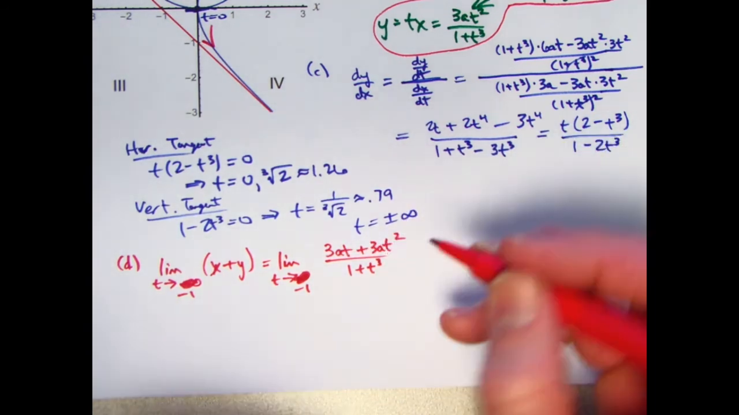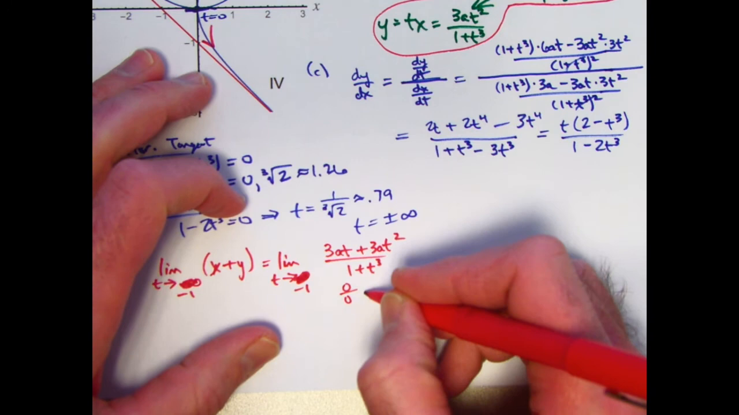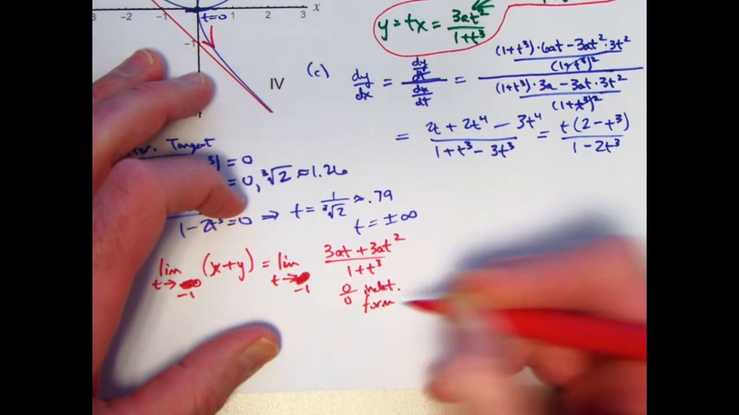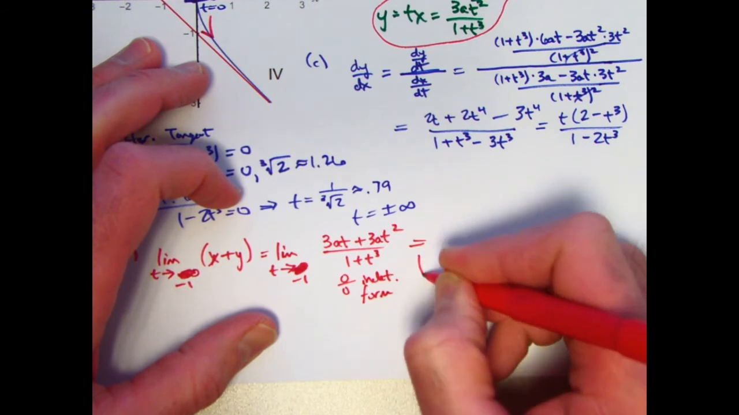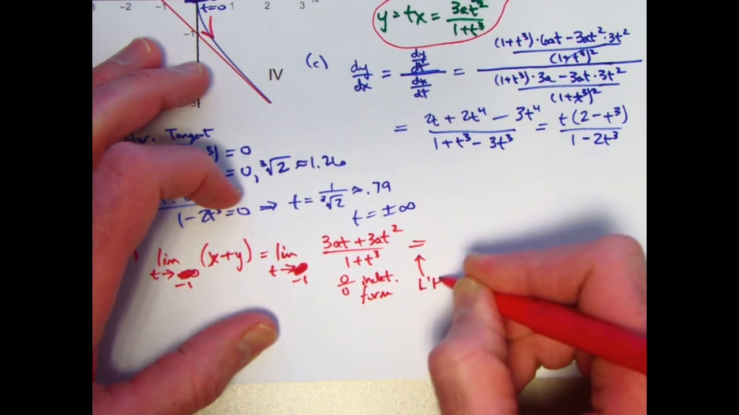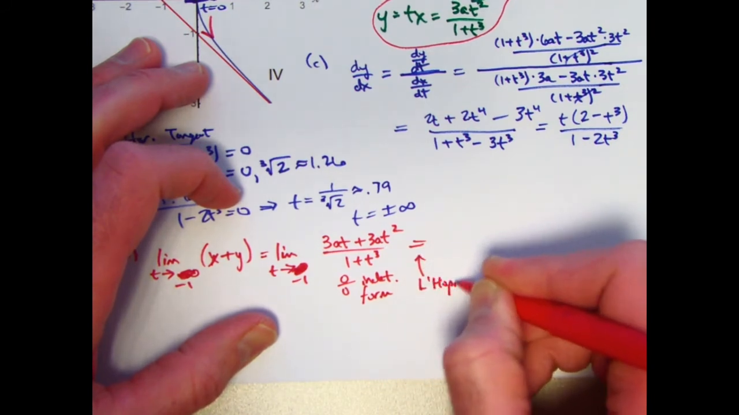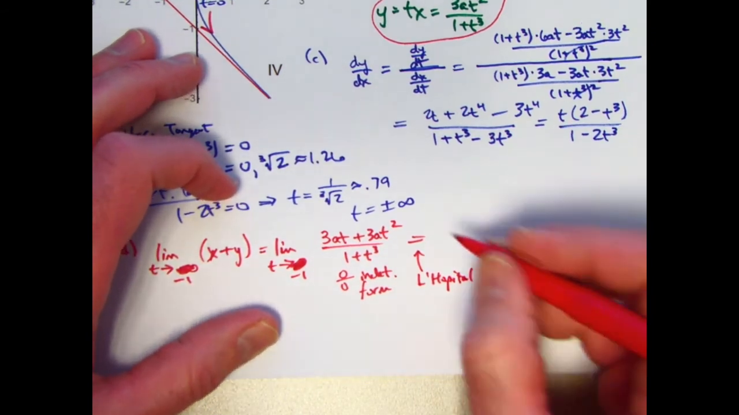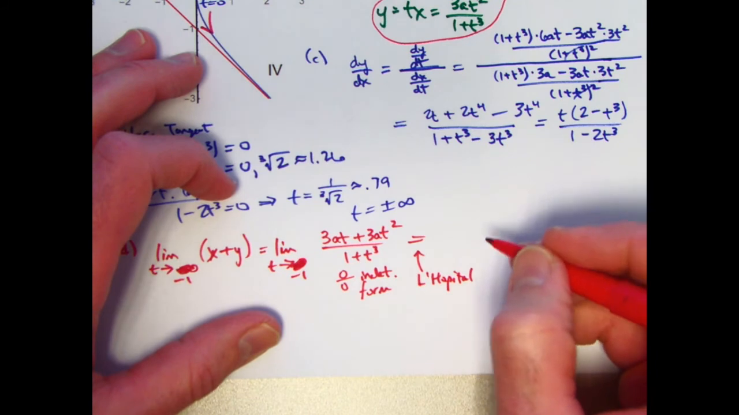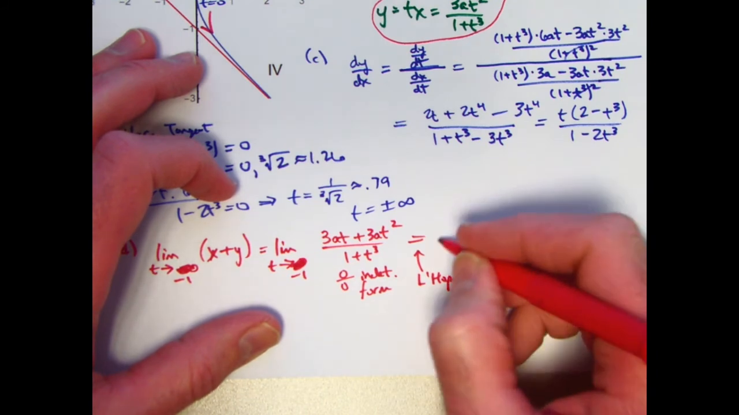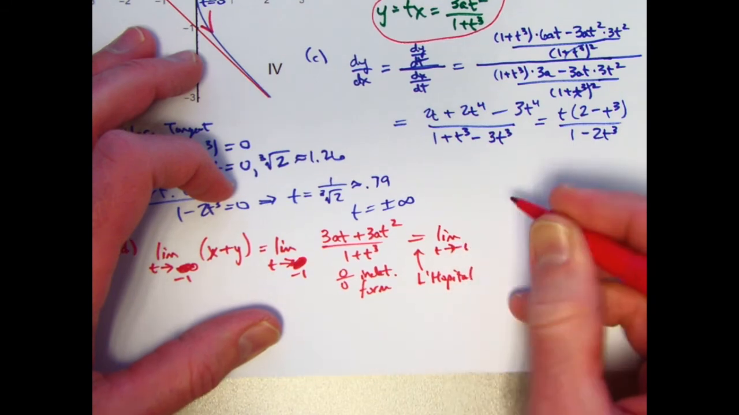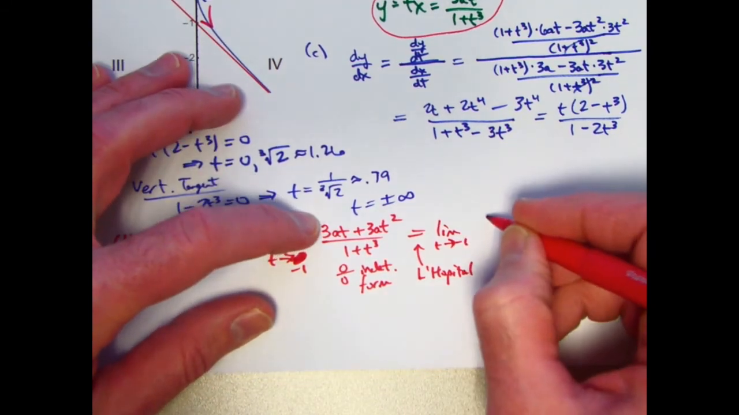This is a 0 over 0 indeterminate form. It's a situation where we use L'Hopital's rule. Some people spell L'Hopital with an S in there, and that might be the better way to do it, but I'm going to go ahead and just write it like that. L'Hopital's rule. We need to differentiate the top and the bottom individually. It's not the quotient rule.